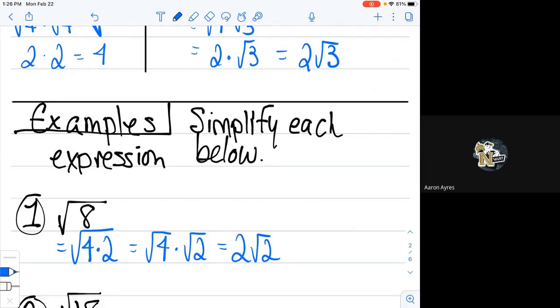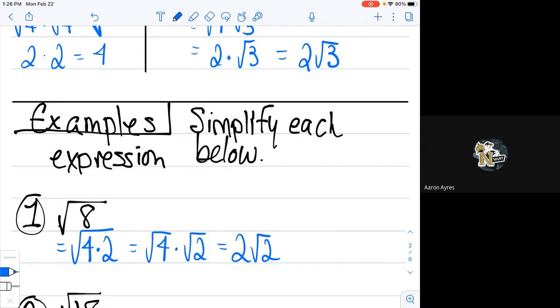Technically, it would work. You can do it, but it's redundant because it puts you right back in the same position you were at the beginning. Would that be a correct answer? No, it would not. The square root of 8 would not be simplified because you can pull out a perfect square factor.